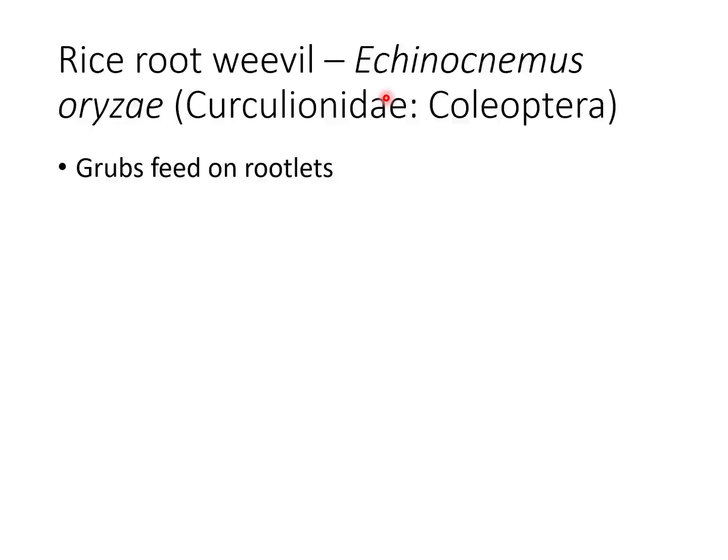Next one is rice root weevil, Echinocnemus oryzae. It's a weevil, so the family is Curculionidae. The grubs feed on the rootlets. I haven't seen rice root weevil in Kerala.